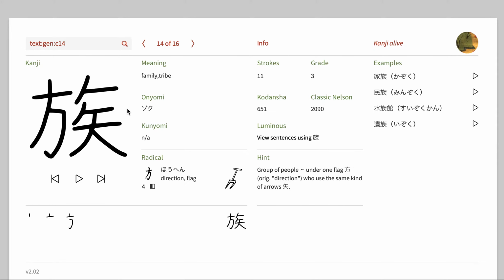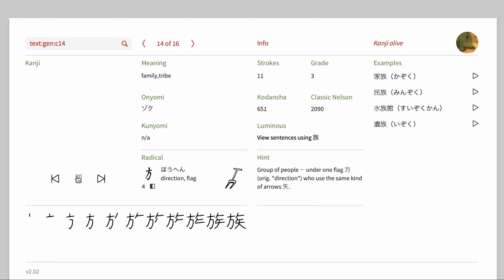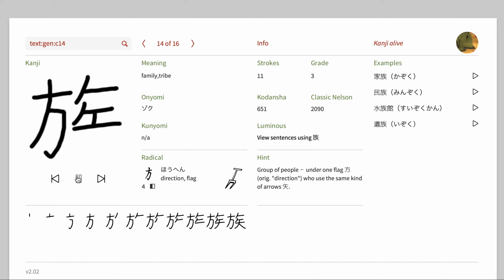Our next kanji is the zoku of kazoku, means family or tribe. So the left-hand radical is the hohen for direction or flag. You have this sort of cap radical, I don't know its real name, and then the radical for arrow, for ya.